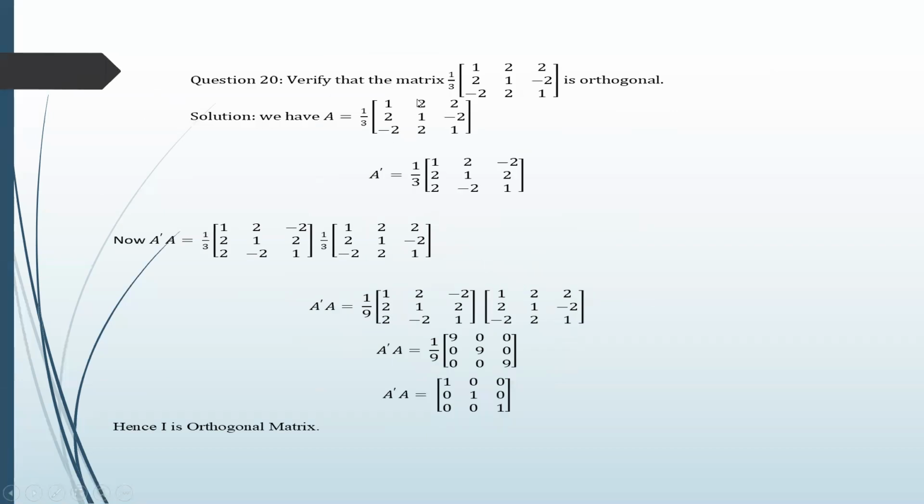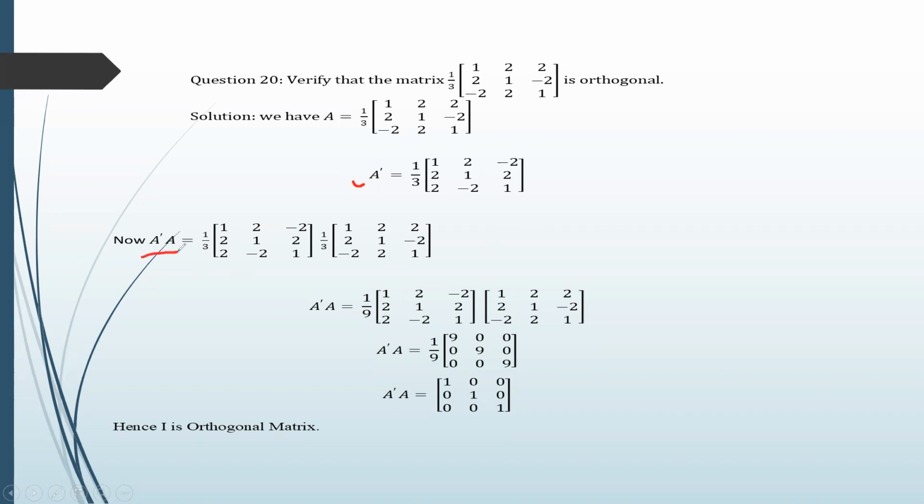Question number 20. Verify the matrix 1 by 3, 1, 2, 2, 2, 1, minus 2, minus 2, 2, 1 is orthogonal. So we have matrix A equal to this. Now we find the transpose of A. We interchange the rows and columns. So the first row will be the first column 1, 2, 2. Second row will be the second column 2, 1, minus 2. Third row will be the third column.